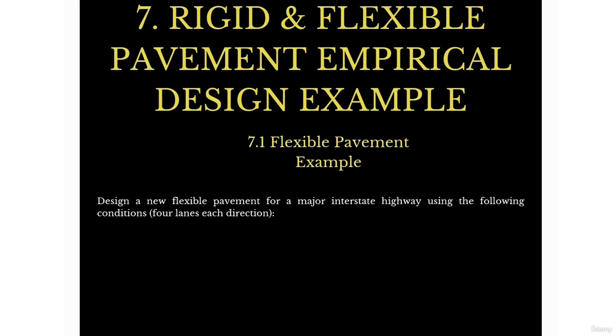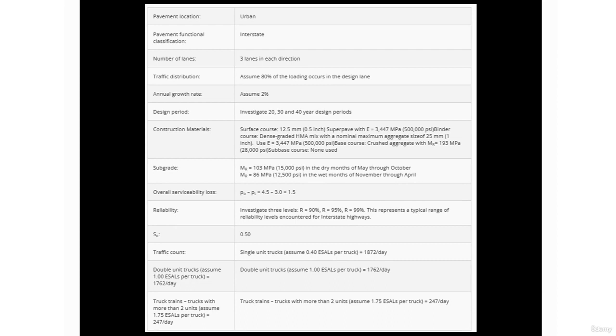Okay, so we're going to be designing a new flexible pavement for a major interstate highway using the following conditions. We'll start with a flexible pavement example. Okay, let's get into it. So these are your design parameters. The pavement location is urban. Pavement function is an interstate. Number of lanes is 3 lanes in each direction. That's 6 lanes in total.